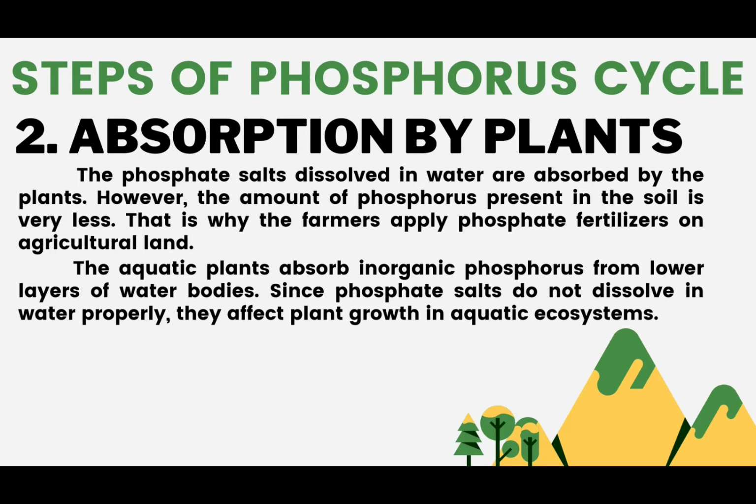Absorption by plants. The phosphate salts dissolved in water are absorbed by the plants. However, the amount of phosphorus present in the soil is very little. That is why the farmers apply phosphate fertilizers on agricultural land. The aquatic plants absorb inorganic phosphorus from lower layers of water bodies. Since phosphate salts do not dissolve in water properly, they affect plant growth in aquatic ecosystems.